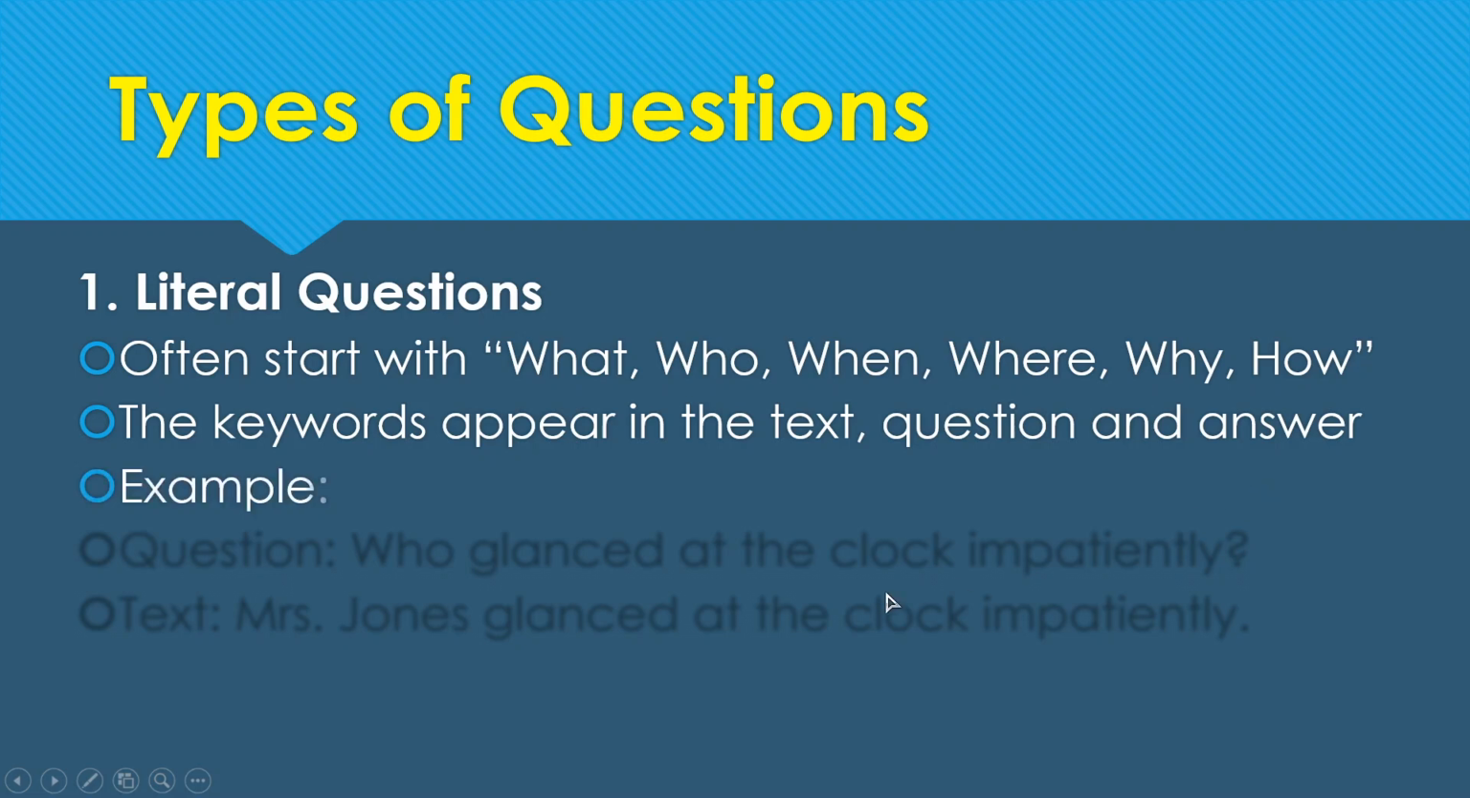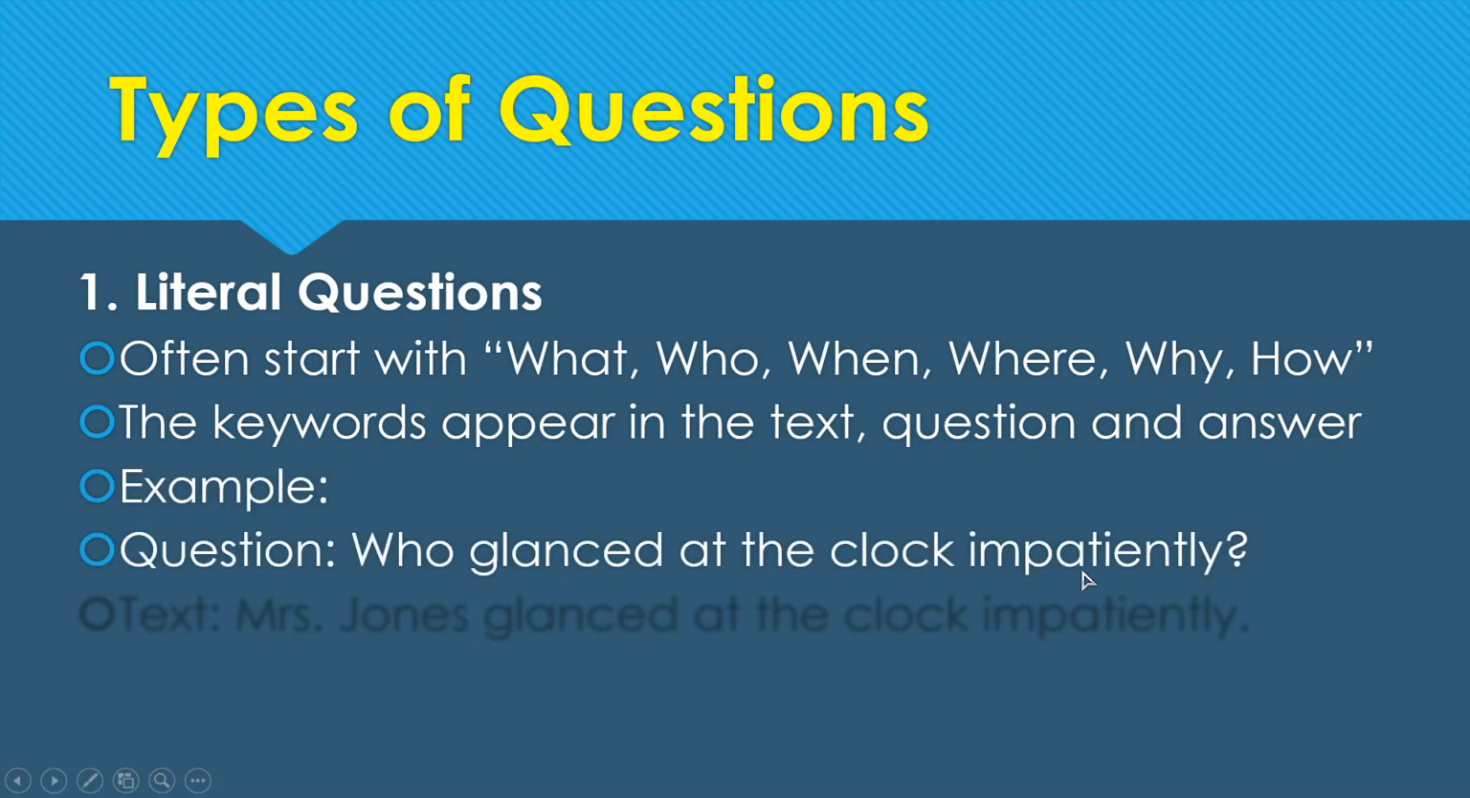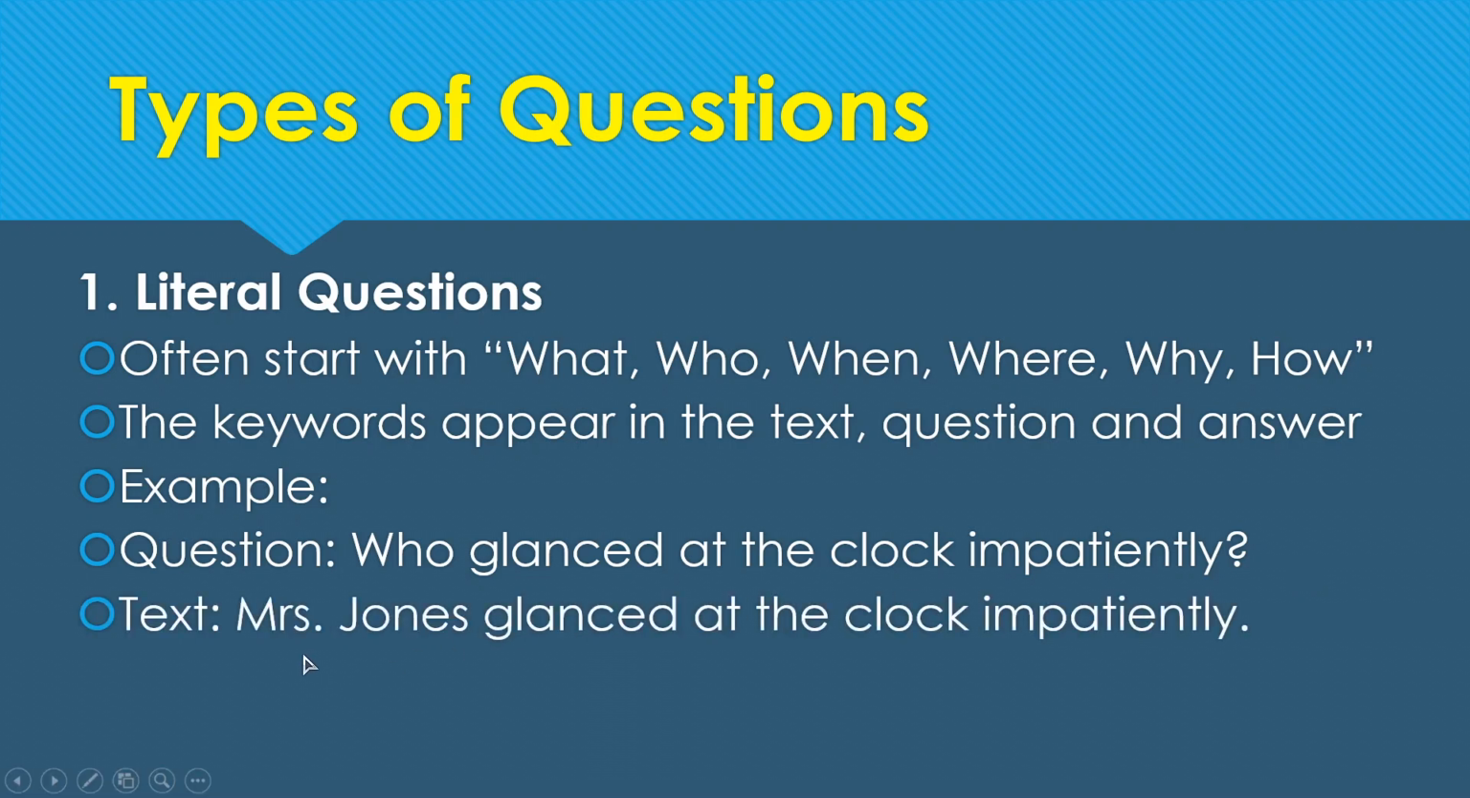For example, the question, who glanced at the clock impatiently? So this is the question, okay, of a passage. Now, when you go back to the text, you find that Mrs. Jones glanced at the clock impatiently. So the answer here is Mrs. Jones, because of the question who, which means looking for a person. And you can see the verbs are the same, glance or glanced. Everything is the same, okay? So your answer here is Mrs. Jones, because you can see the question who, and this is actually the text.